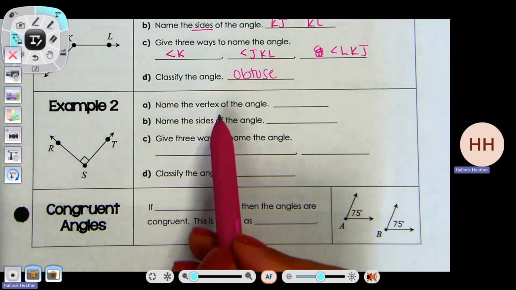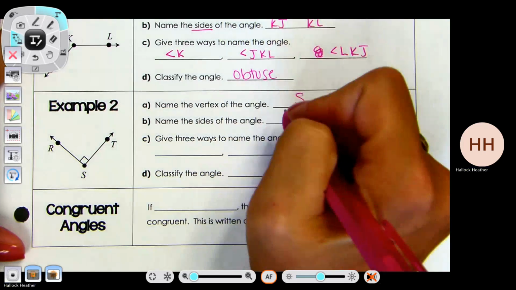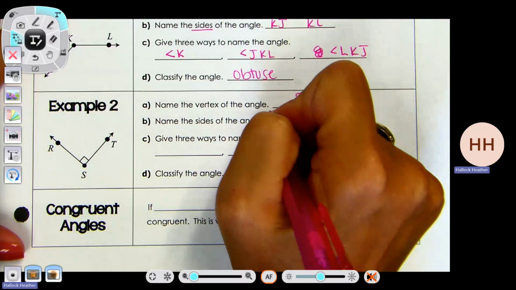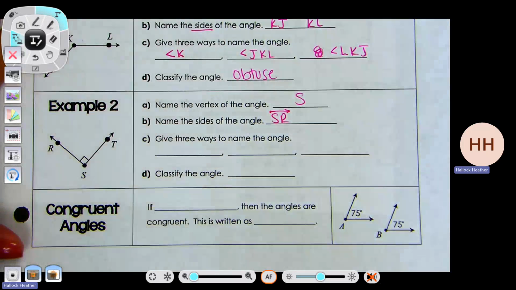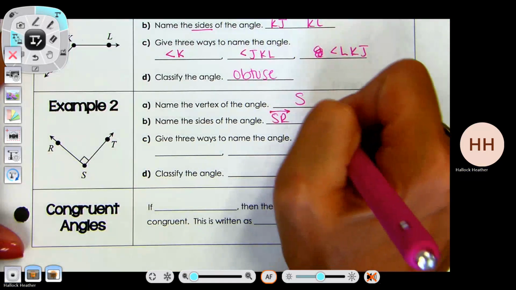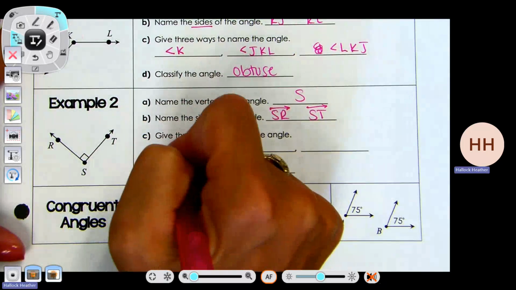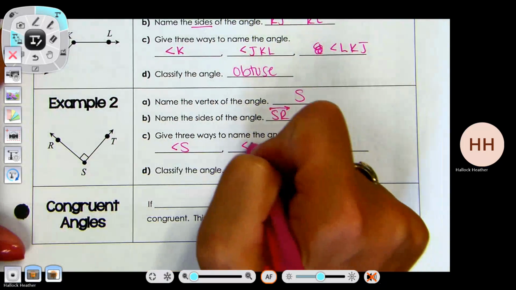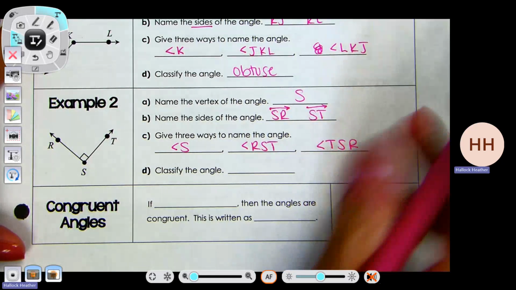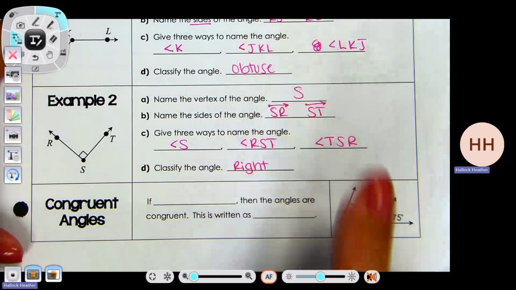Okay, so what's the vertex of this angle? S, good. What is one of my sides? I should not say R to S. I should say S to R. If you write it backwards, honestly, I'm not going to mark it wrong, okay? But you're going from the vertex out, SR, and then what's the other one? ST, from the vertex out. Okay, what's one way you can name it? Good. Angle S. What's the next one? Good. Nice. What kind of angle is it? Right. Okay, good. See, I told you this was going to be easy.